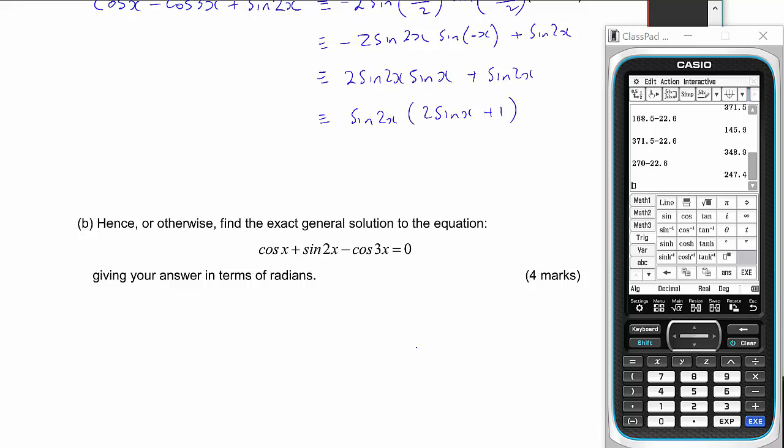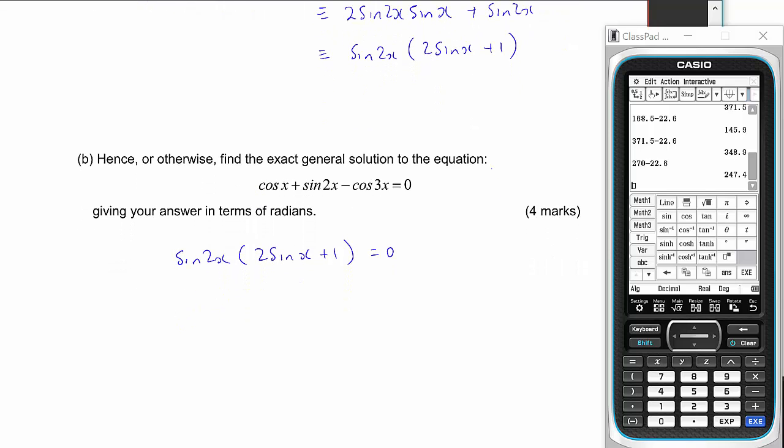Alrighty, so what we can do is replace the left hand side here with sine 2x, 2 sine x plus 1 equals 0, and then we've got sine 2x equals 0, or sine x equals -1/2.